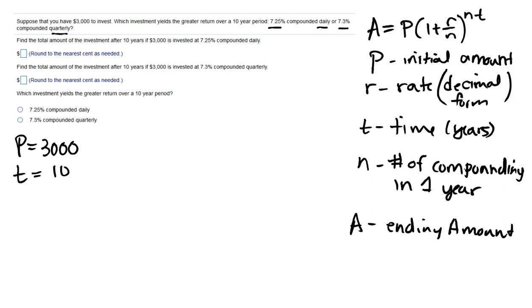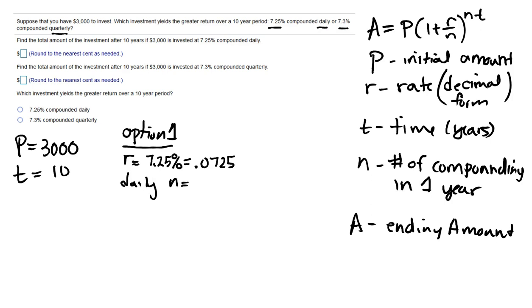So for option 1, our rate is 7.25%, and remember we're always going to write this in decimal form, so I'm going to move that decimal point over 2 places. And this is compounded daily, and this is how often interest is added. So this is going to tell us that our value of N is 365, because that's how often the interest would be added.